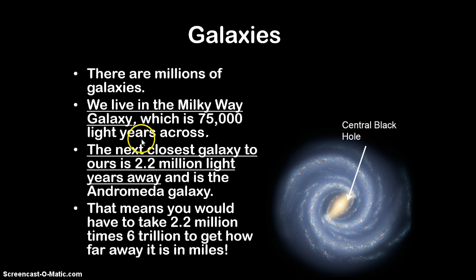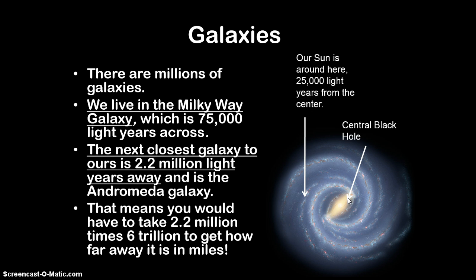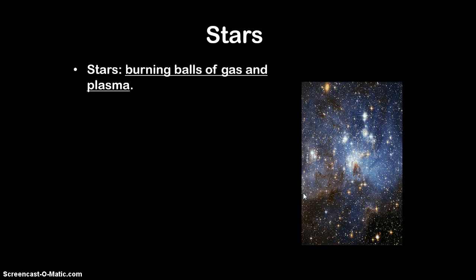Okay, so here is a galaxy. In the center of this, which is where everything is revolving around, you have that center black hole. Our sun is about here, 25,000 light years away from the center. Okay, so a star is a burning ball of gas and plasma. Plasma is not like the plasma in your TV or the plasma in your blood. It is a type of matter. There are lots of states of matter. We just talk about three: solid, liquid, and gas. But there's lots more than that.